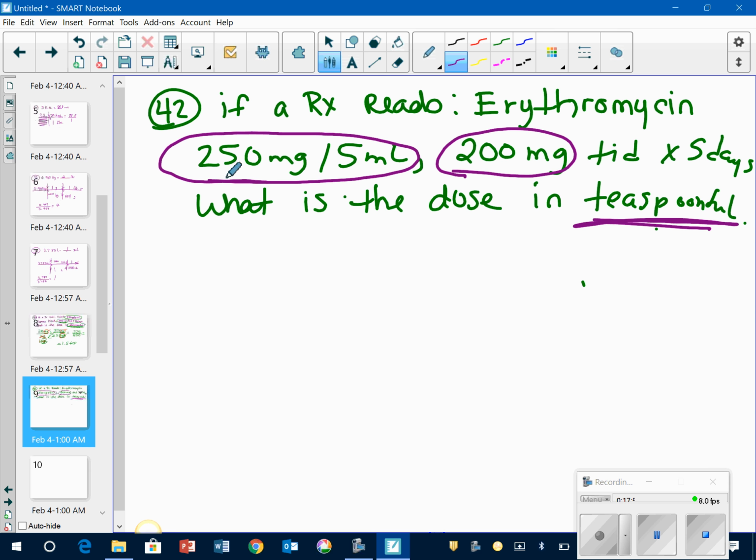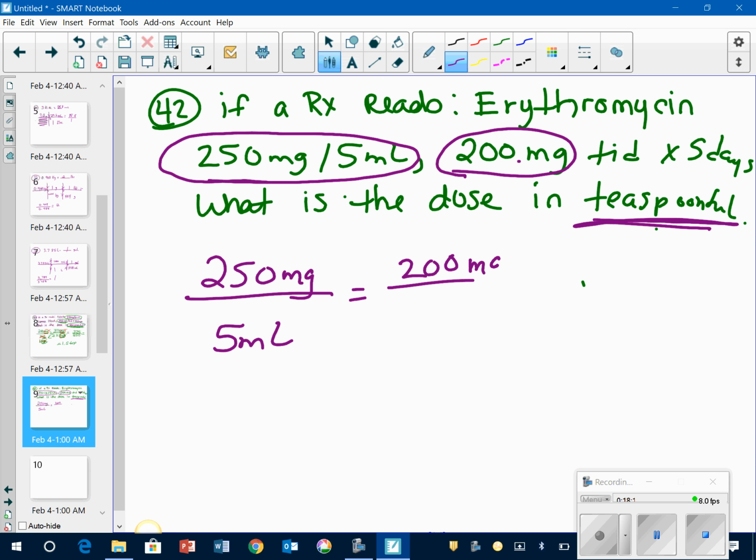Okay. And this was actually an easy one to figure out in your head, but I'm just going to use the formula. So 250 milligrams over 5 milliliters. And we know we have 200 milligrams, and it's going to be on the top because we want our units to be the same. So we have milligrams here and milligrams here, so we're good to go. And then what we're finding is teaspoonfuls. So it'd be X teaspoon.